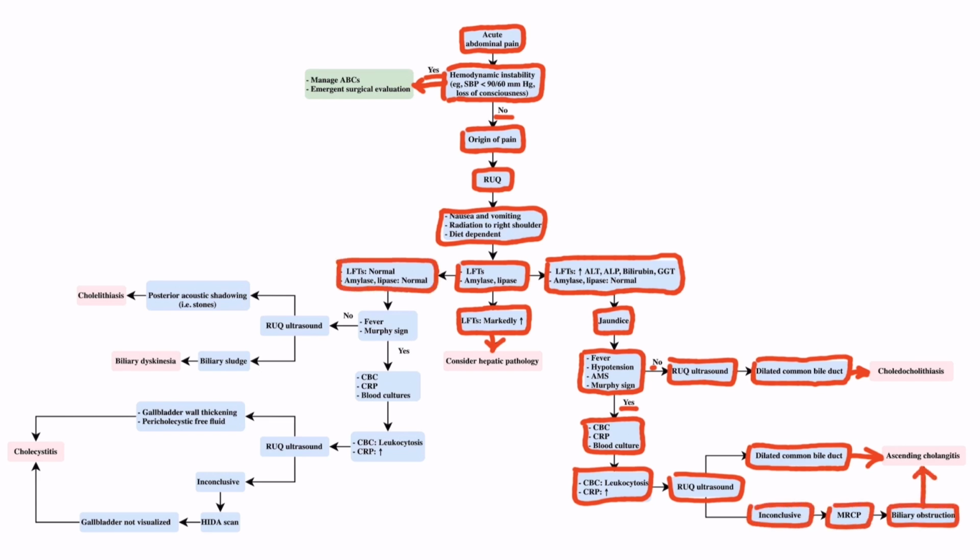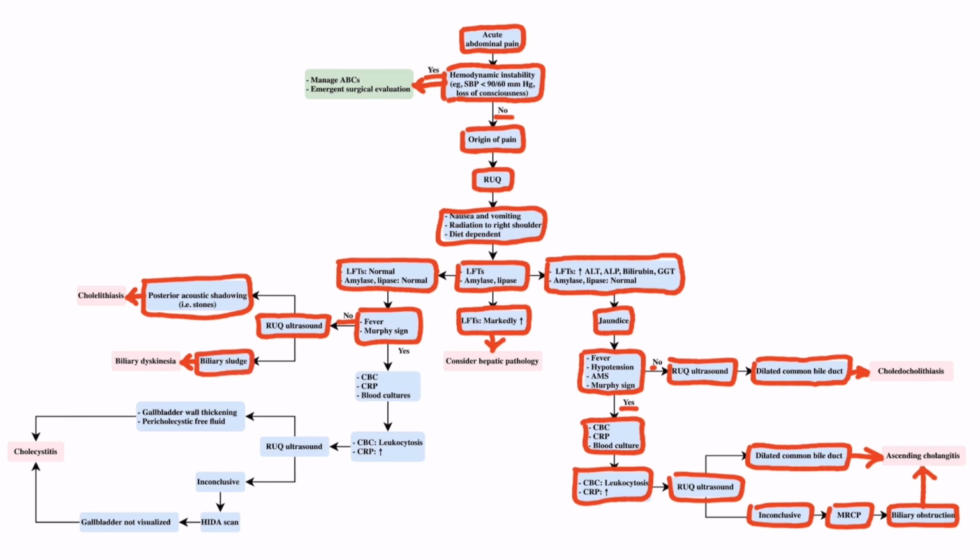Normal liver function tests and amylase and lipase can direct us to the etiologies seen on the left side of the slide. Absence of fever and Murphy sign typically directs us to an impression of cholelithiasis or biliary dyskinesia. These two etiologies can be differentiated with a right upper quadrant ultrasound, with cholelithiasis showing evidence of posterior acoustic shadowing or stones, while a biliary dyskinesia shows signs of biliary sludge.